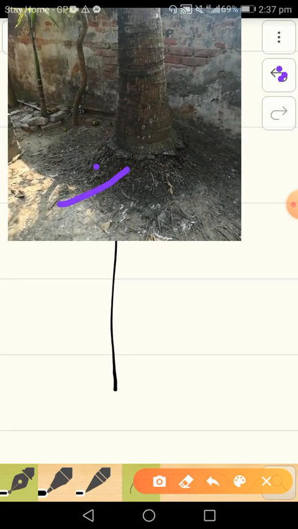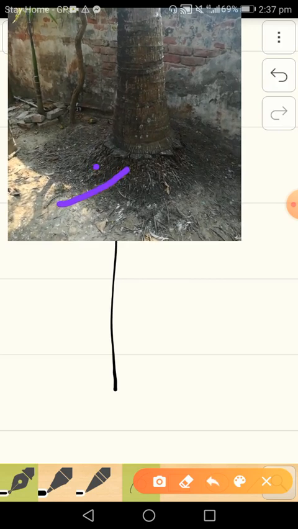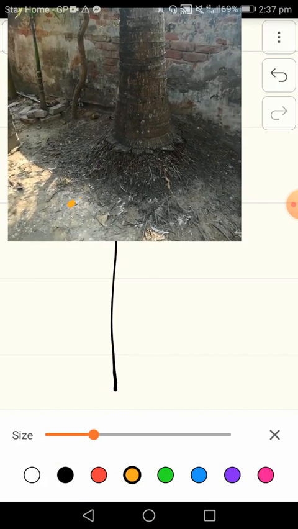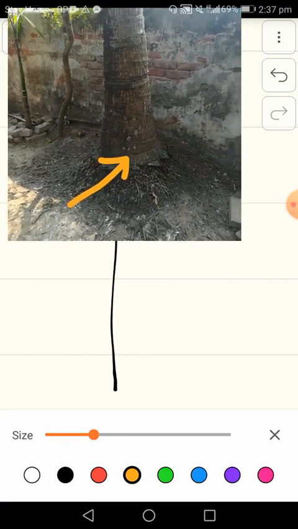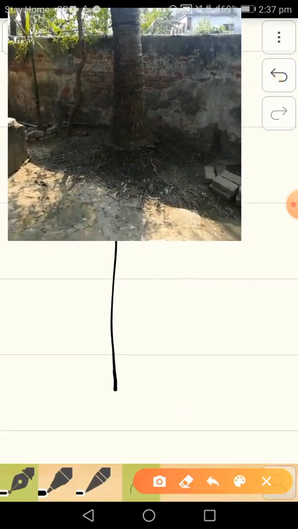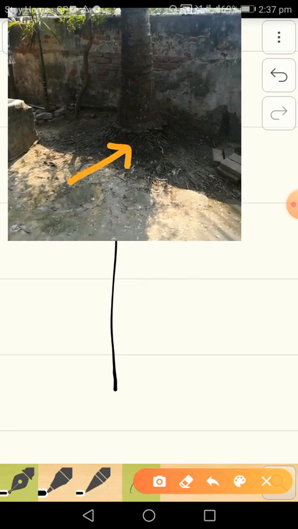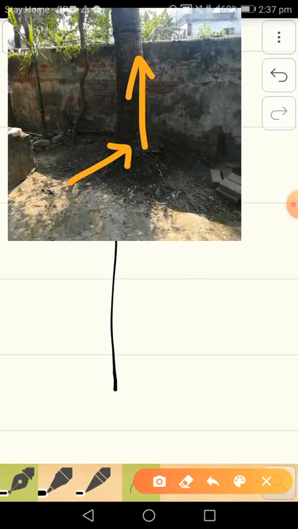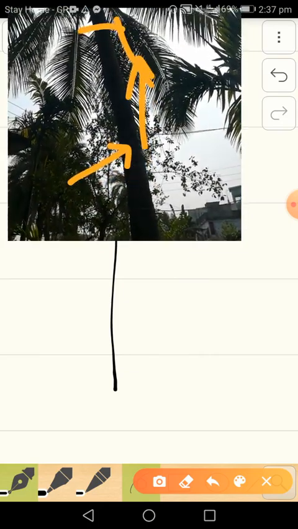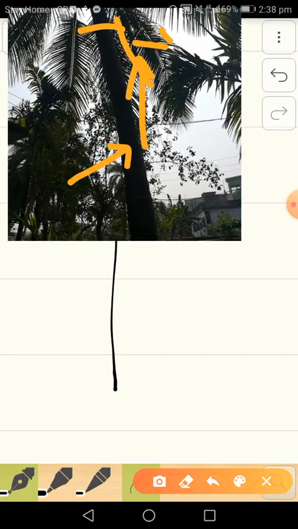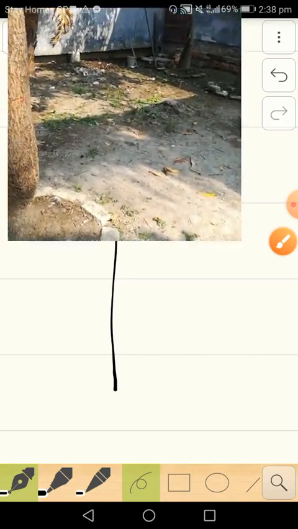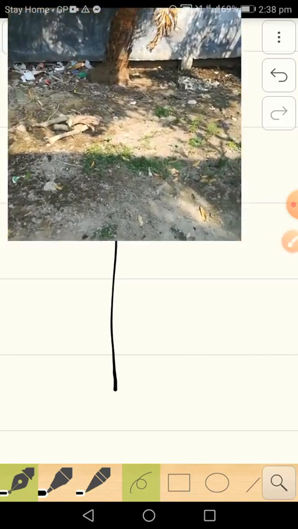Let me take a yellow color. From the soil to the root, from the root to the stem, and then from the stem it goes towards the leaves. So this is how the water is transported from one part of the plant to another.